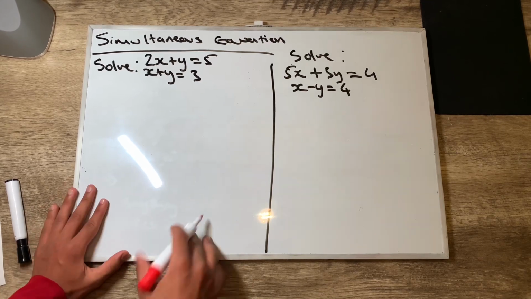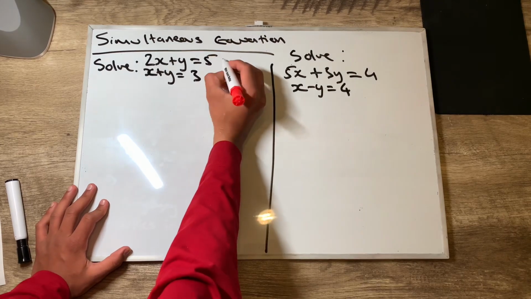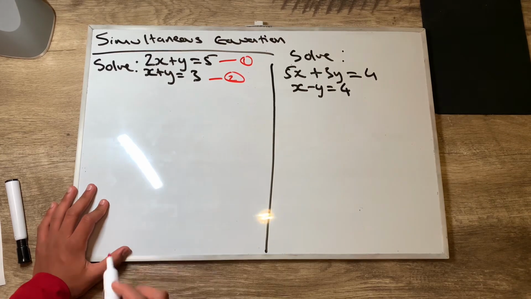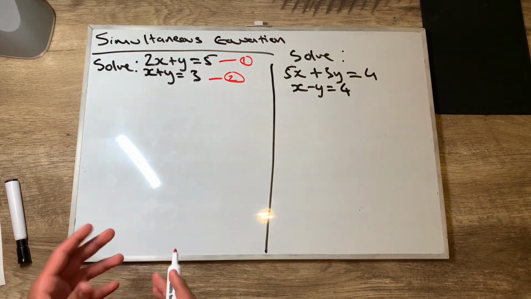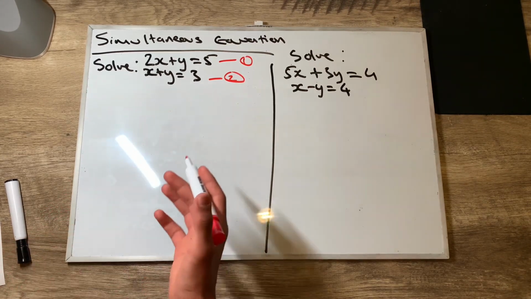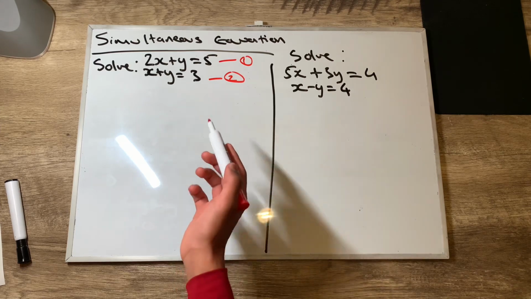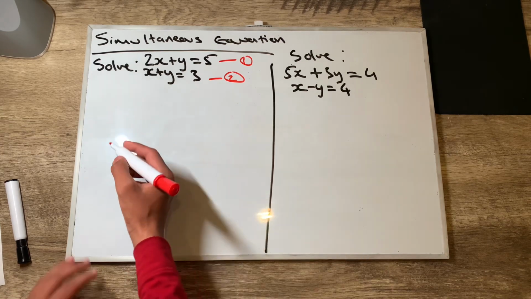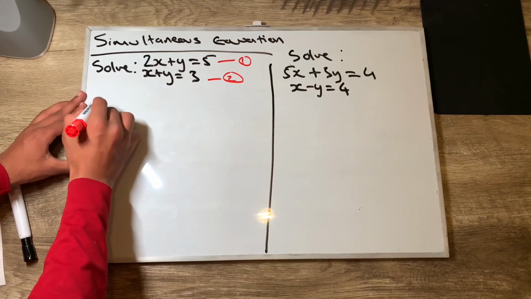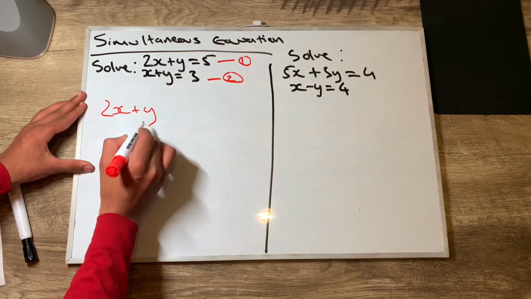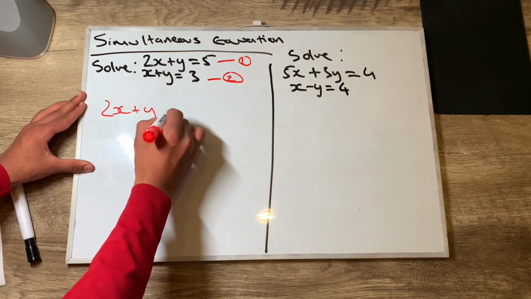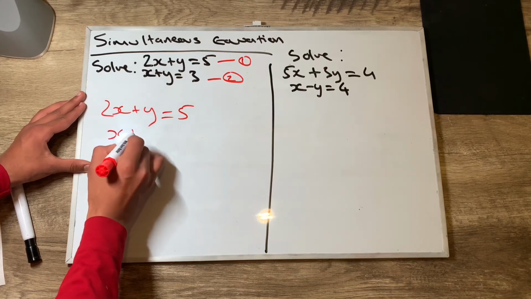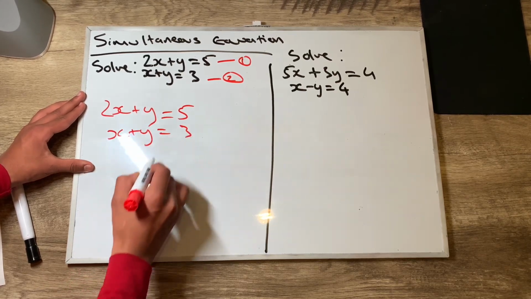Firstly, we have two equations in this one. This is our first equation and this is our second equation. You don't have to label them, but just to get it in your head, you can write down that this is equation 1 and this is equation 2. So you need to write down 2x plus y equals 5, and then x plus y equals 3.